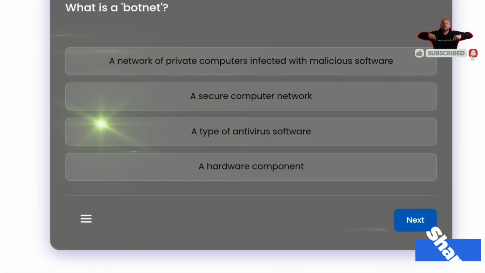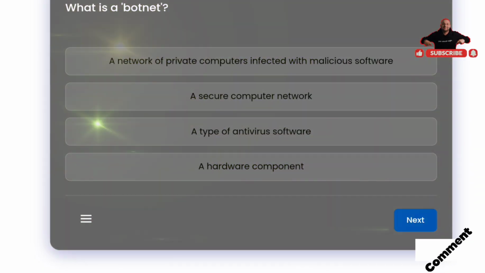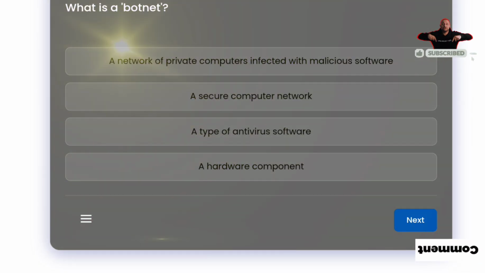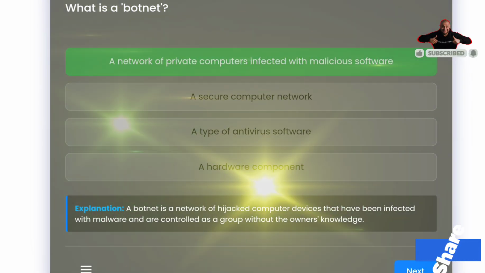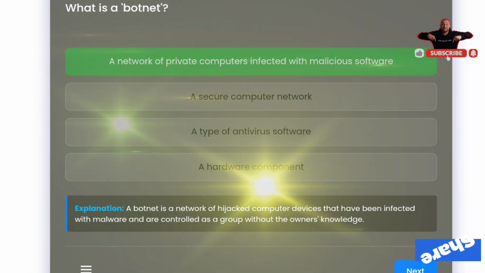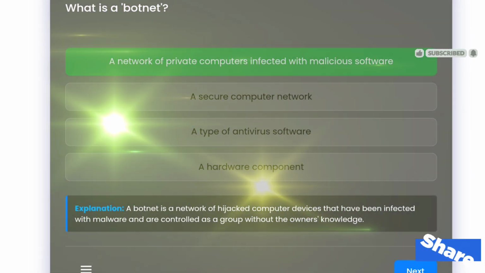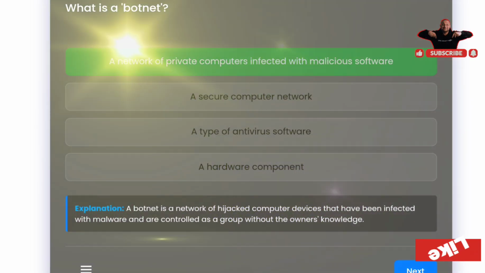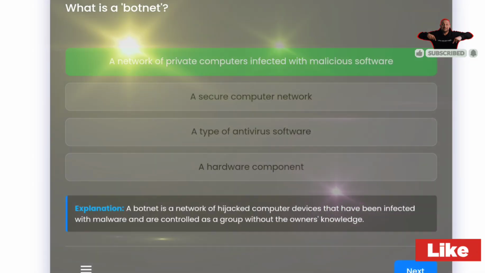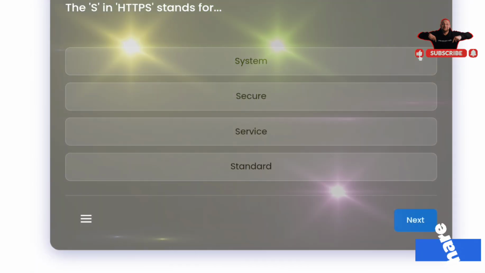Okay, next question: what is a botnet? बॉटनेट का मतलब क्या होता है? वो होता है first one, a network of private computers infected with malicious software. A botnet is a network of hijacked computer devices that have been infected with malware and are controlled as a group without the owner's knowledge.